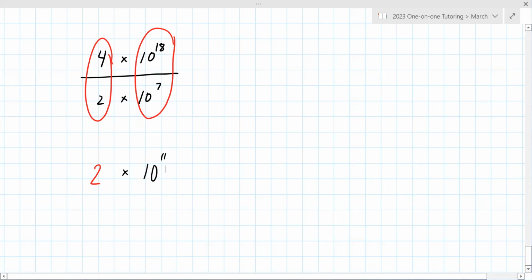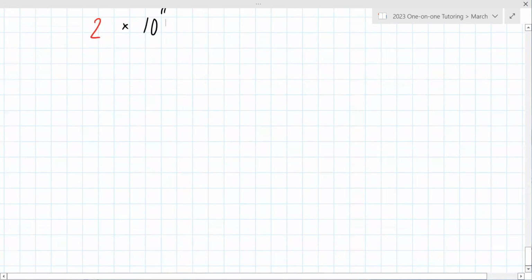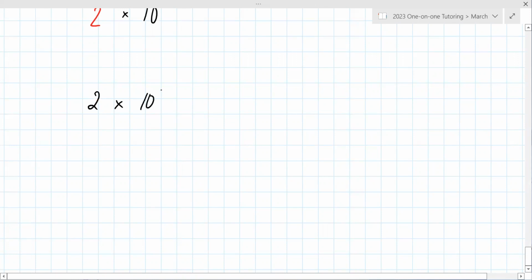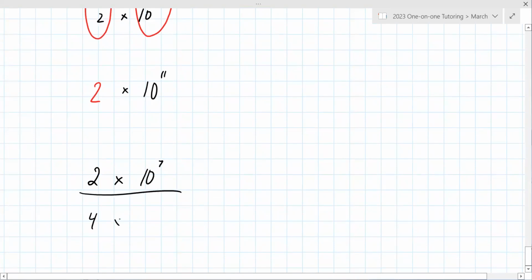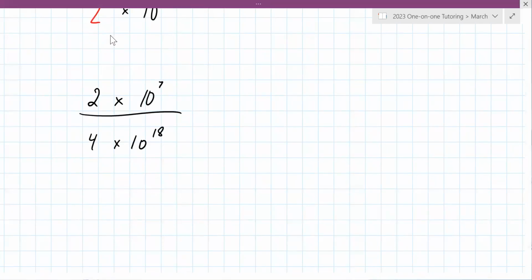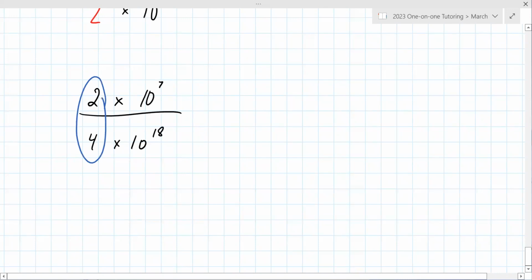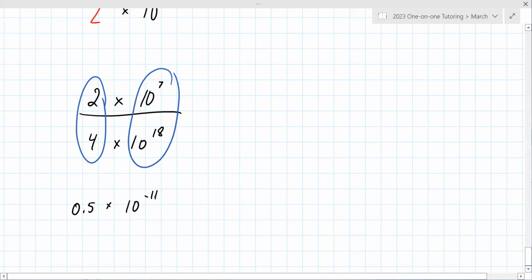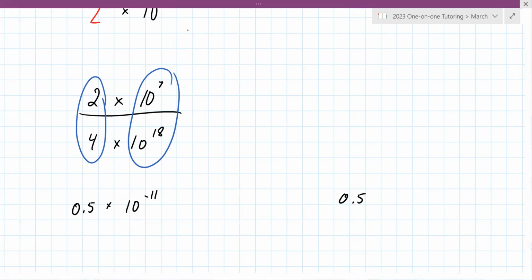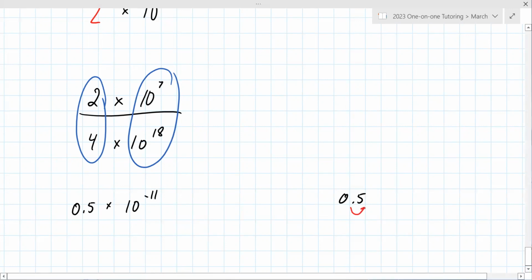Okay, but it doesn't always work out this way. So let's do the flip of this problem. 2 times 10 to the, what did I say here? 7th, over 4 times 10 to the 18th. You still do it in this column approach. You still look at it as, okay, I have to take 2 divided by 4 and then this divided by this. So it becomes 0.5 times 10 to the minus 11 power. Do you see that? Yes. Okay, and the problem is that 0.5 is not between 1 and 10. So you have to write 0.5. This time you're moving the decimal to the right.